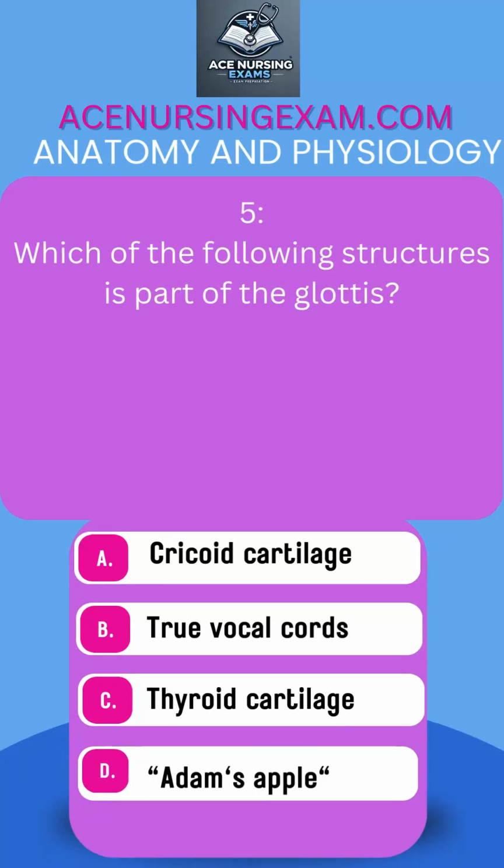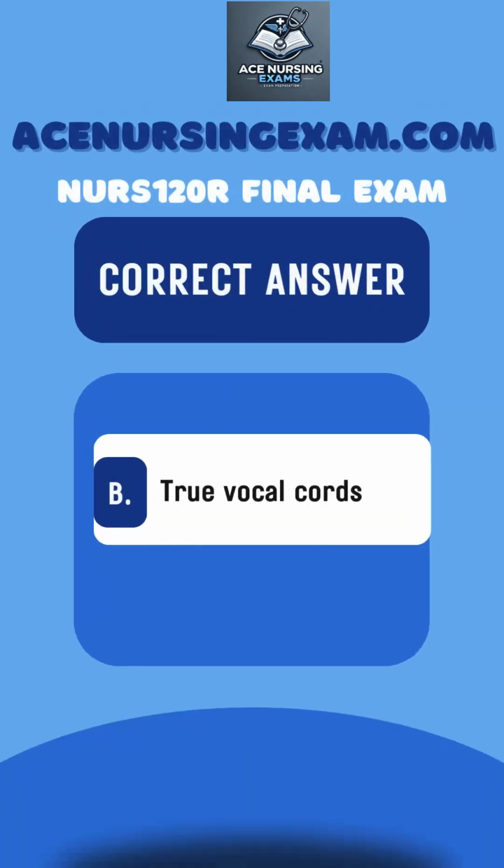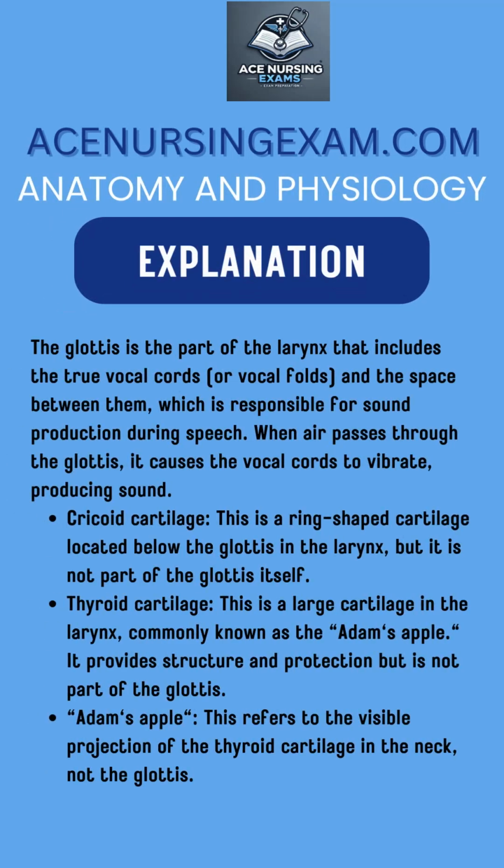11. Which of the following structures is part of the glottis? A. Cricoid cartilage. B. True vocal cords. C. Thyroid cartilage. D. Adam's apple. The correct answer is true vocal cords. Explanation. The glottis is the part of the larynx that includes the true vocal cords, or vocal folds, and the space between them, which is responsible for sound production during speech. When air passes through the glottis, it causes the vocal cords to vibrate, producing sound.